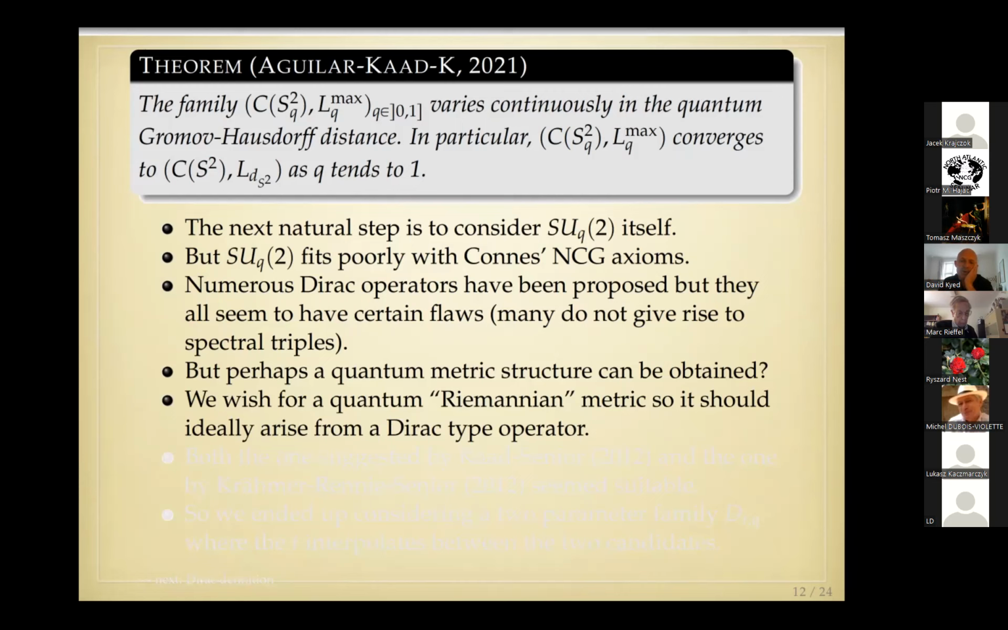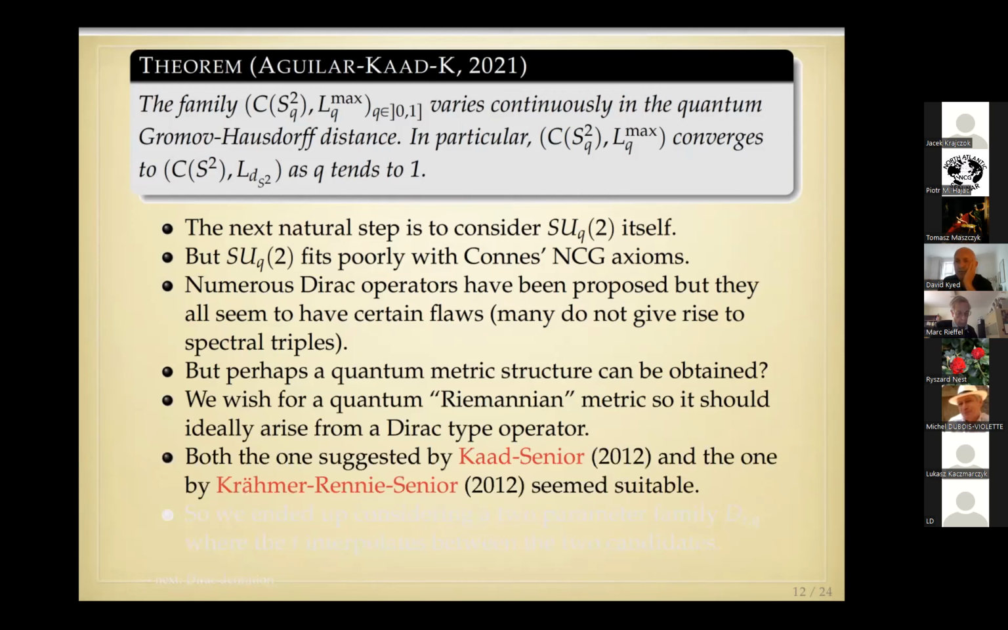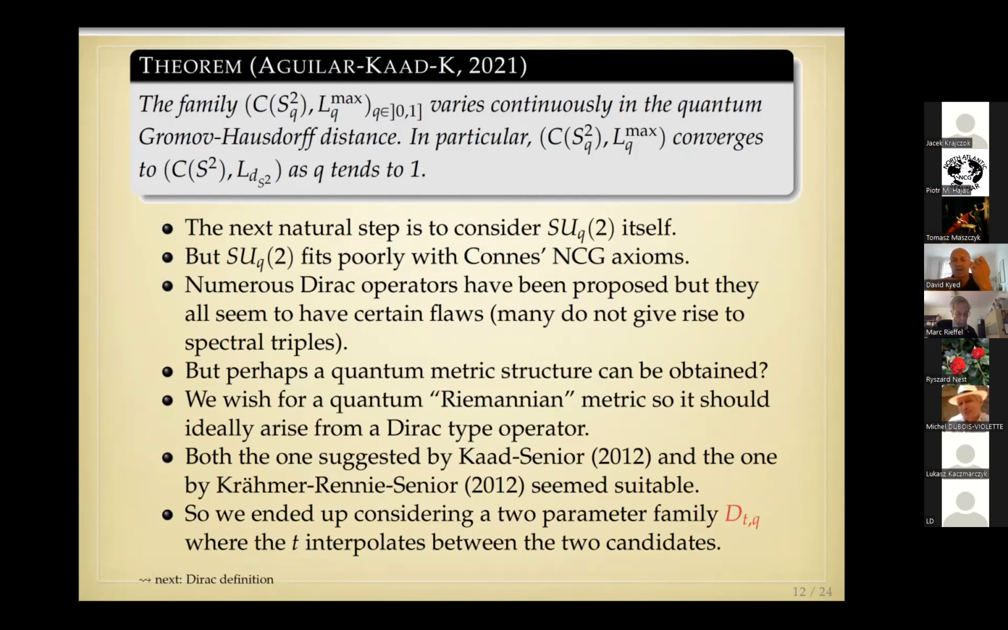And if you look into the literature on these Dirac operators, you will see that there are at least 2 suitable candidates. They appeared at roughly the same time, and one was by Kaad and Senior, and the other one was by Ulrich Krähmer, Adam Rennie, and Senior. And they both seemed amenable to this idea of building a semi-norm out of them. And at the end of the day, we actually settled on treating both of them, in that we define a 2-parameter family. So we define Dirac operators D_{t,q}, so to say, which has the q built in, and then an additional parameter t, which is supposed to sort of interpolate between the two candidates, namely the one studied by Kaad and Senior and the one by Krähmer, Rennie, and Senior.